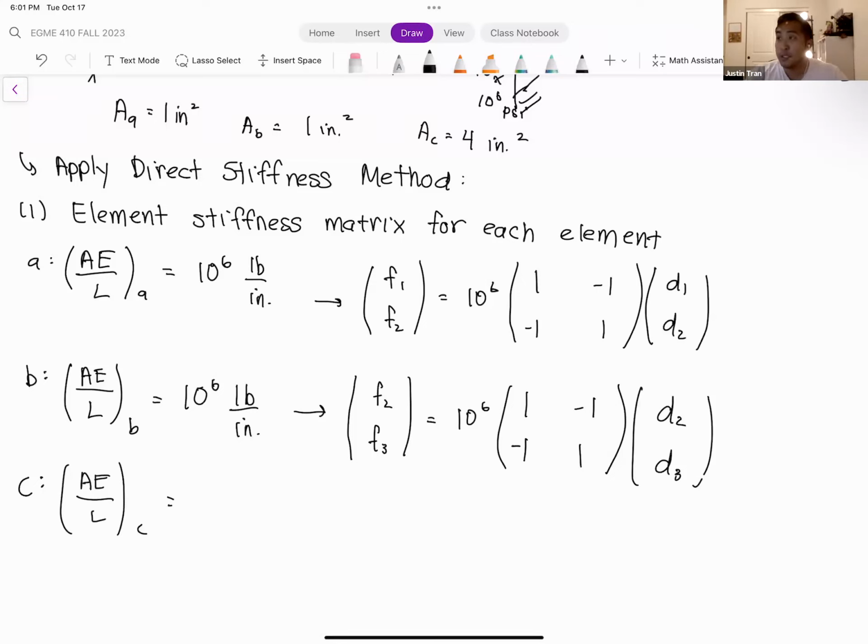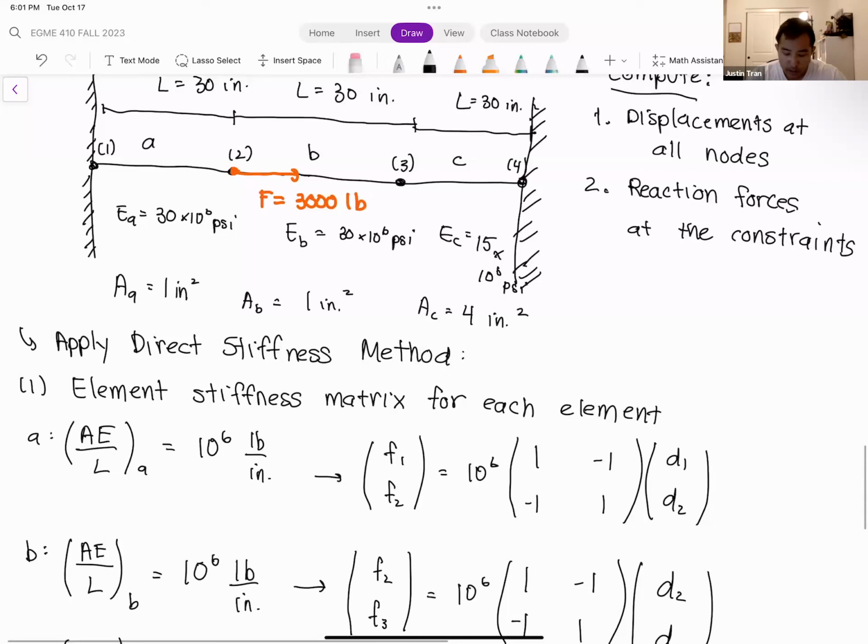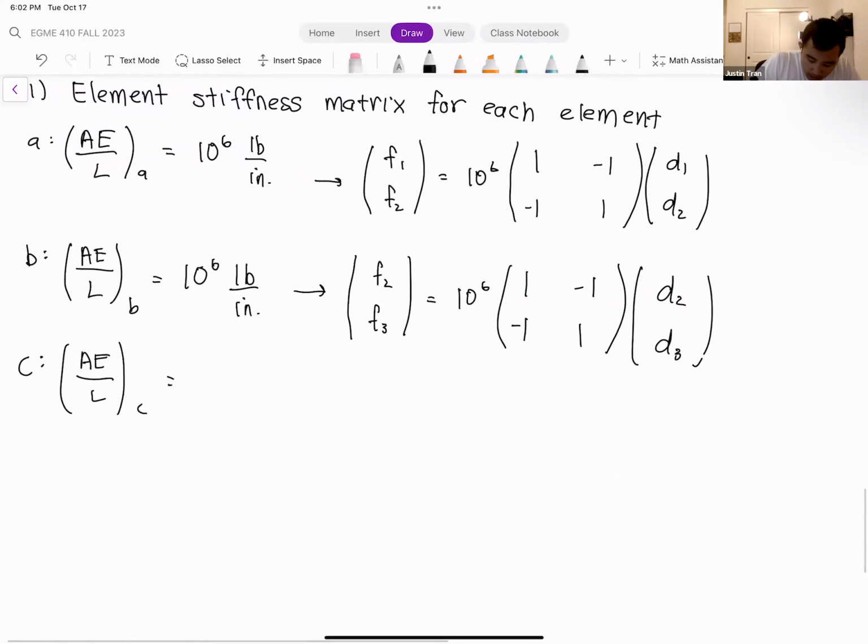Finally we get to element C. For element C, we're going to compute its AE over L. Its E in this case is only 15 times 10 to the 6 psi, so it's half the Young's modulus of the other ones. But its area is 4 times as high. Taking the product of E and A gives 60 times 10 to the 6 psi. We divide by its length, which is 30, and in the end we get 2 times 10 to the 6 pounds per inch. That's its effective spring constant.